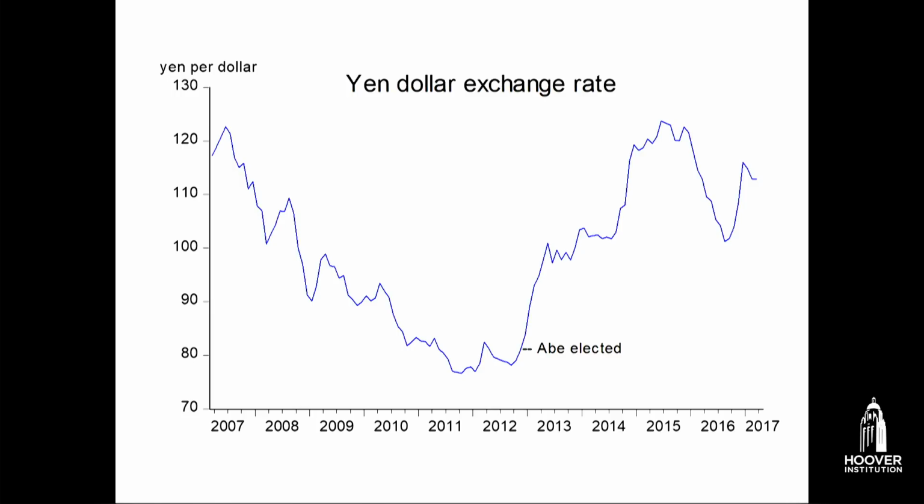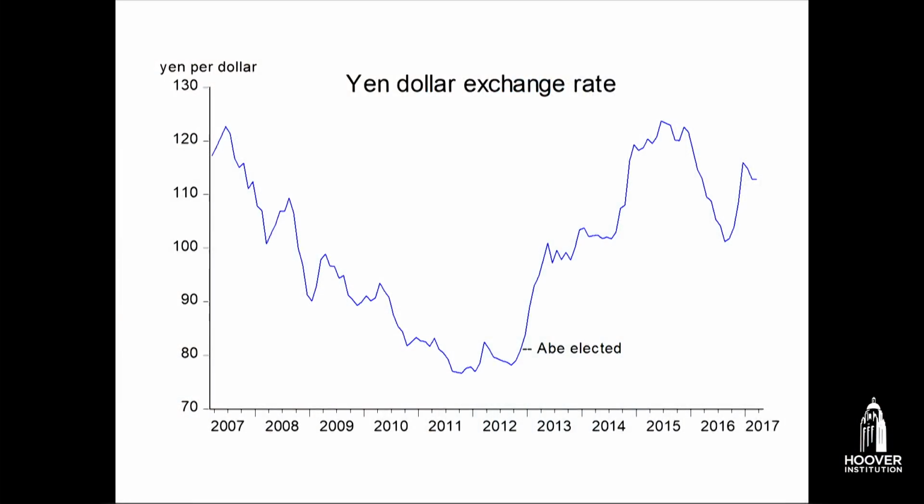Abe runs for election. He becomes the prime minister. One of his planks is that the yen's too strong. He appoints Haruhiko Kuroda to be the governor of the Bank of Japan. He says, go for it. We need quantitative easing. He does, and you can see the exchange rate moves. The yen depreciates enormously. And so that's the connection, we think.